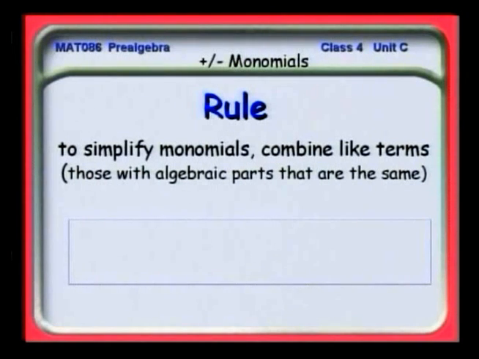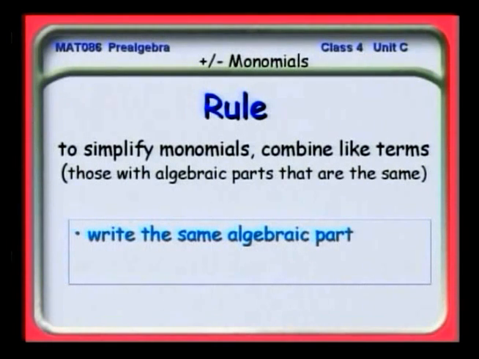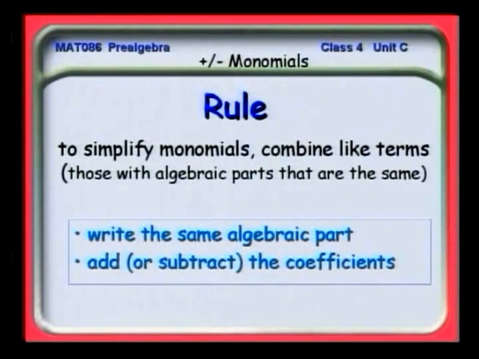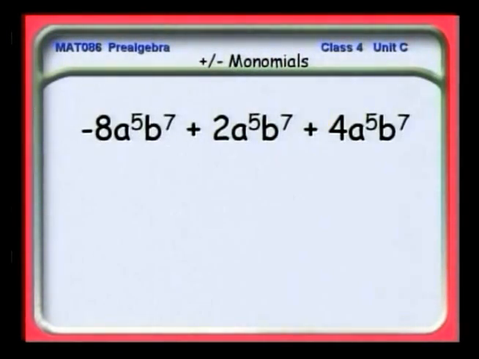To simplify monomials, we combine like terms. Remember, those are the ones that have algebraic parts that are exactly alike, where all of the powers on each of the variables are exactly the same. So we write down the algebraic part, then we add or subtract the coefficients. Let's look at an example.